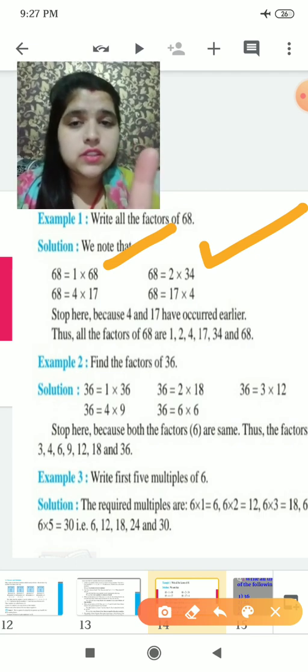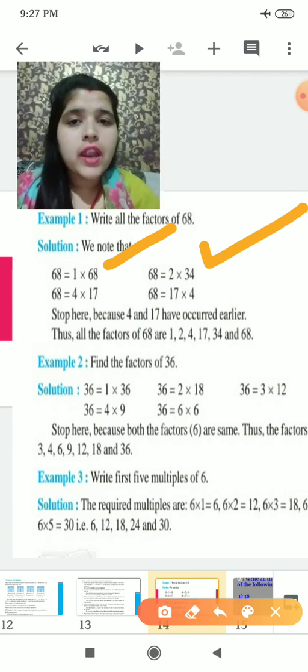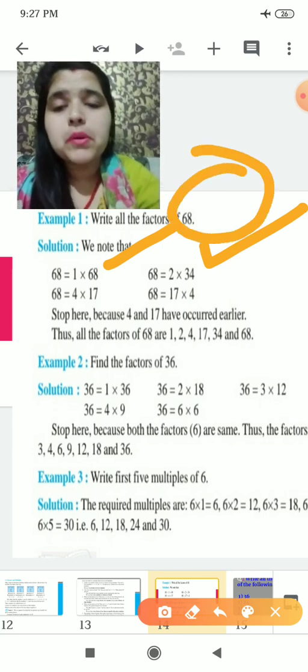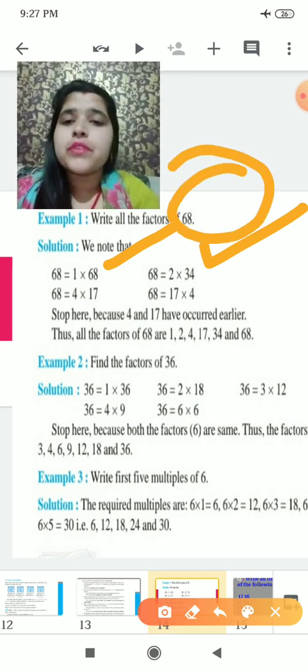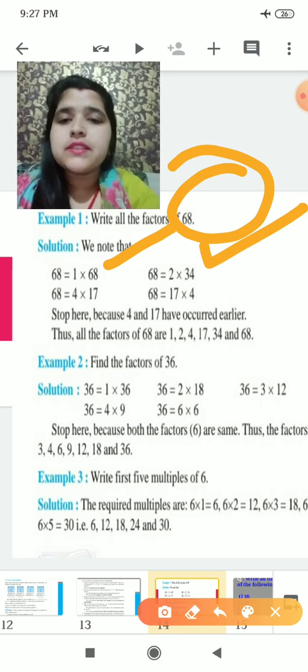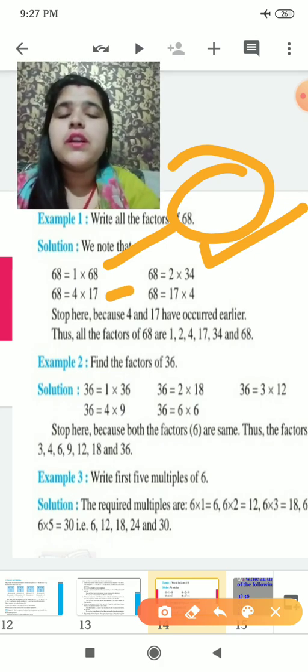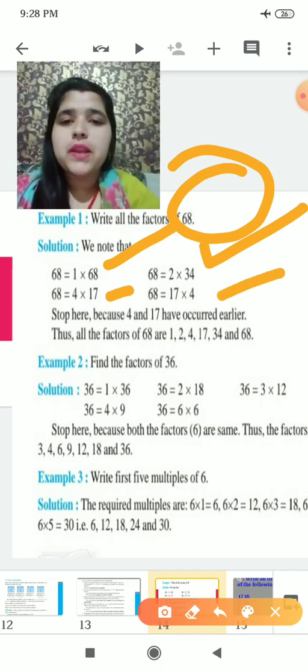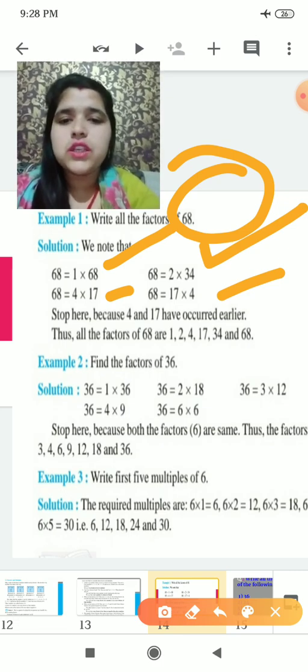Product means that is a factor, and when you multiply this, you should get this factor number, that is 68. So 4 multiply 17 is the third one. Last one is 17 multiply 4, which is also 68.